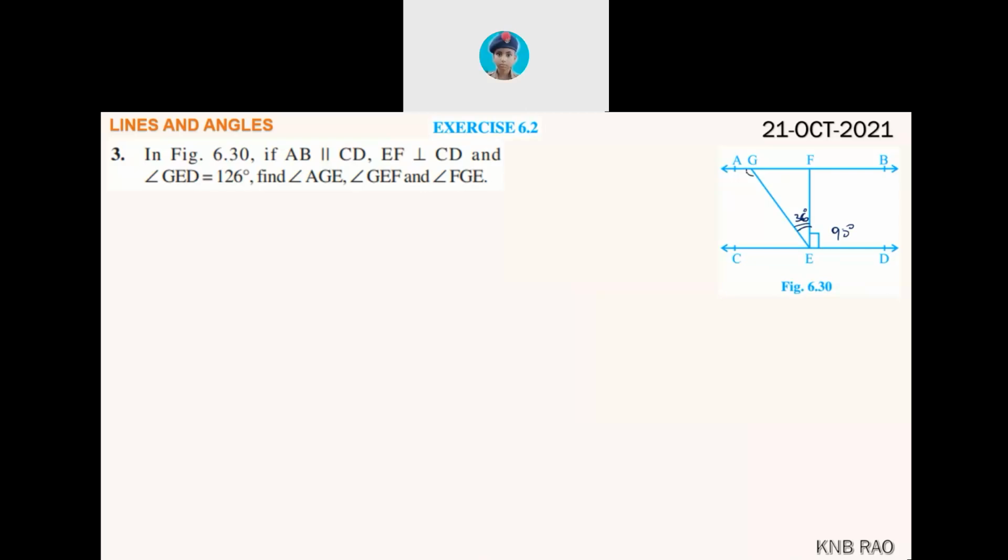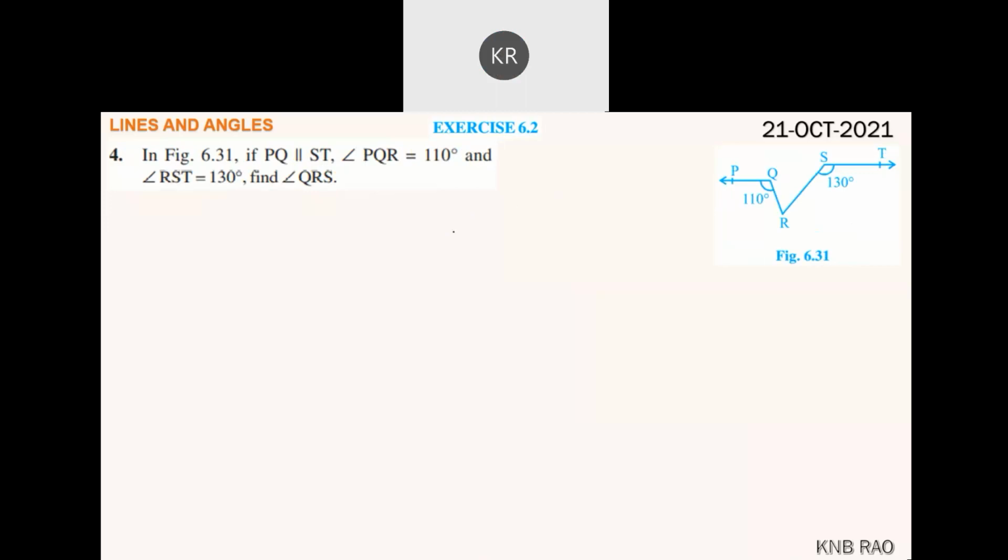GF is 90 degrees, sir. Whatever this is, 126, this is 126. AGE is 126. GEF we already found is 36 degrees. FGE is 90. Then how much is angle GFE? It is 54 degrees. You know how to do this. Working steps you can write. Then moving on to question number 4.